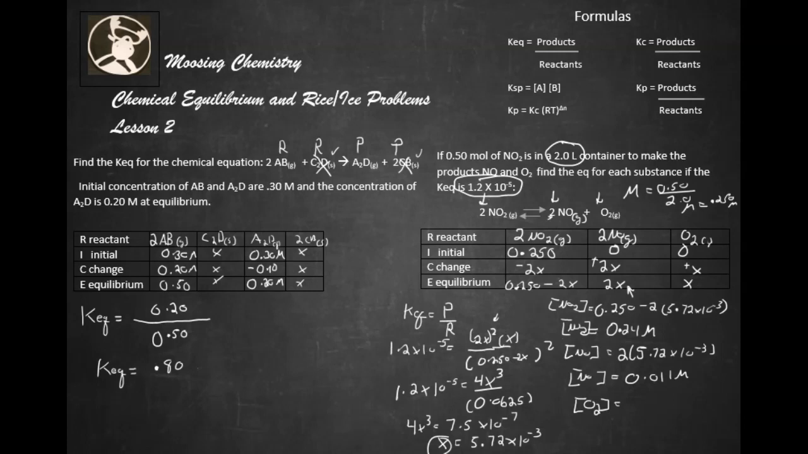And last but not least, our O2 value is going to equal 0.00572, which is this number right here. Okay? And that's it, guys, and that'll be the molarity there, because it's just x. See, you just put that value in for x, and you get that number. Or you could call it 5.72 times 10 to the negative 3.